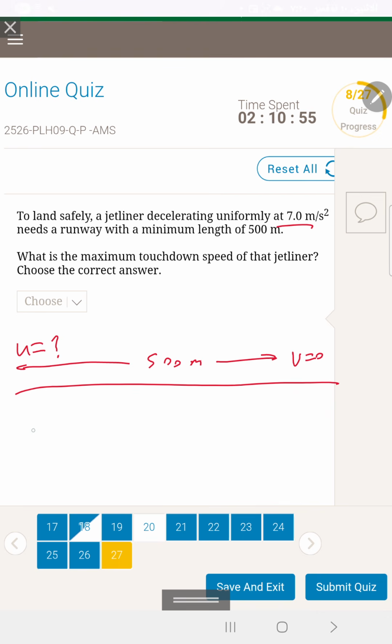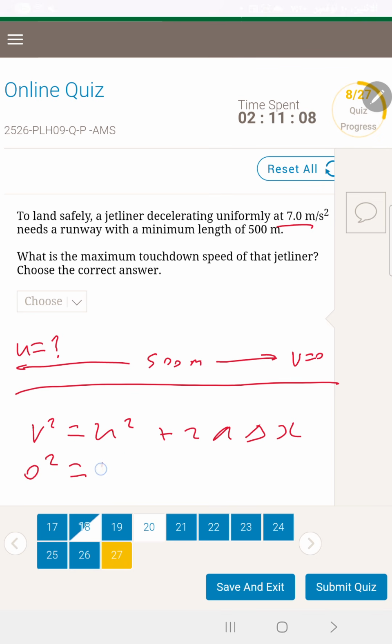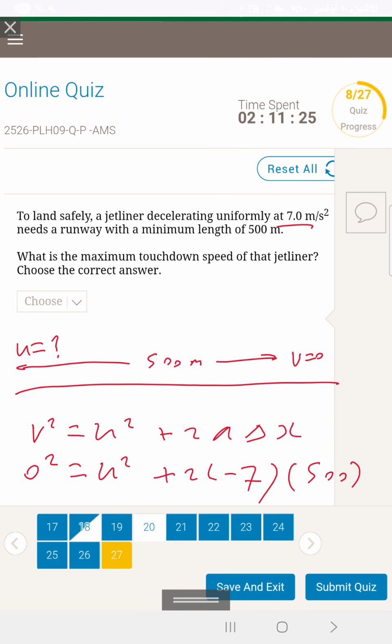So here you do v squared equals u squared plus 2a delta x. We have to find the initial velocity, so 0 squared equals u squared, the initial velocity we don't have, plus 2 times the acceleration, which we write as -7 because it's decelerating, times 500 meters. Then you can solve this equation to find the initial velocity after taking the square root of u squared.